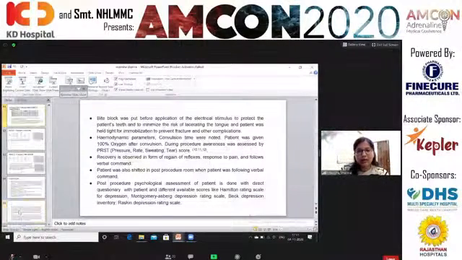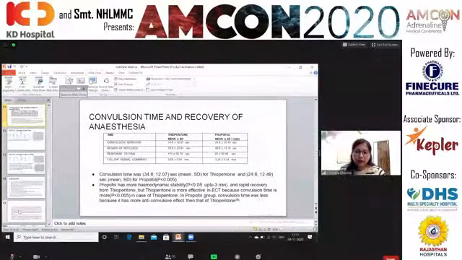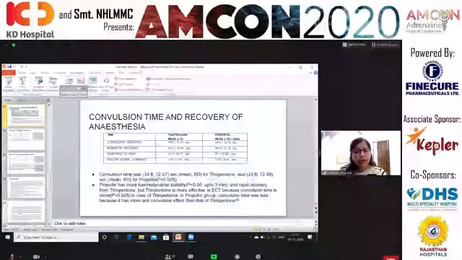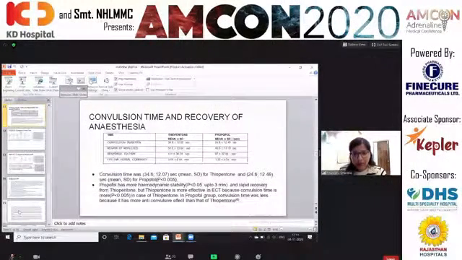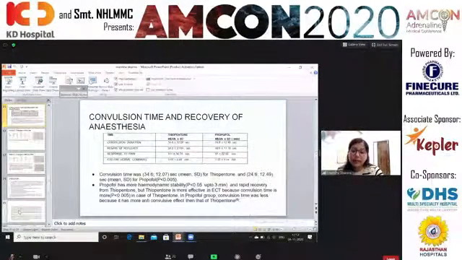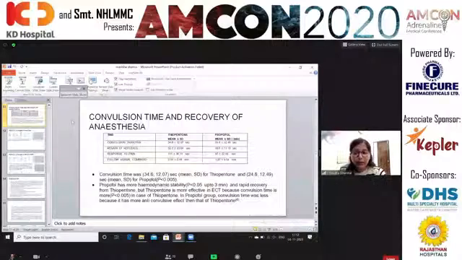The convulsion time and recovery from anesthesia for thiopentone and propofol were noted. Propofol showed more hemodynamic stability and rapid recovery compared to thiopentone, but thiopentone had a longer convulsion time compared to propofol. In the propofol group, the convulsion time was less because it has more anticonvulsive effect than thiopentone.